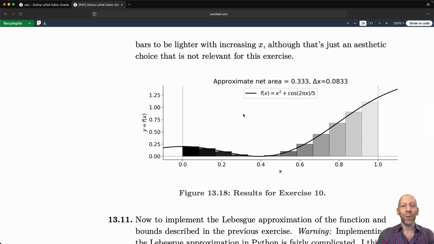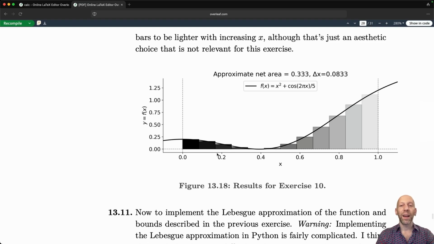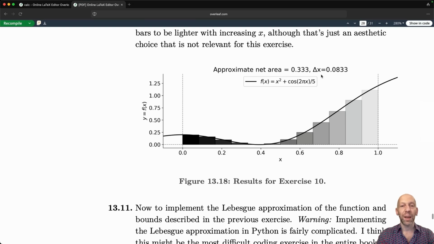Okay, so now if you use 12 bars, you can create a figure that looks like this. And you get an approximate net area of 1/3. So 0.333. Delta x ends up being 0.08333. And that comes from the fact that we are using n equals 12 bars. So 12 discretizations of this function between the bounds 0 and 1.